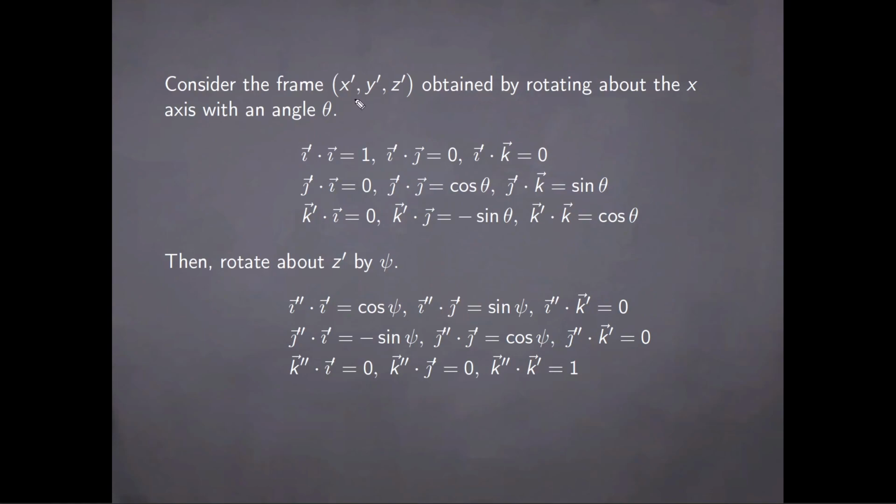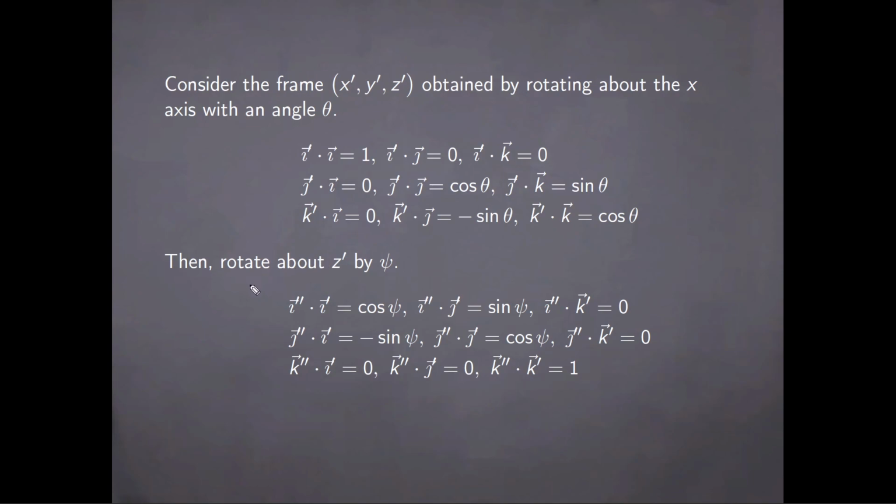Consider now a primed set of coordinates which was obtained by rotating about the laboratory x-axis with an angle theta. And so then we can write the direction cosines of the primed frame in a very straightforward manner. They are listed here. Again, by assuming we have obtained a primed frame by rotating about the unprimed x-axis with an angle theta, the direction cosines are the ones listed here.